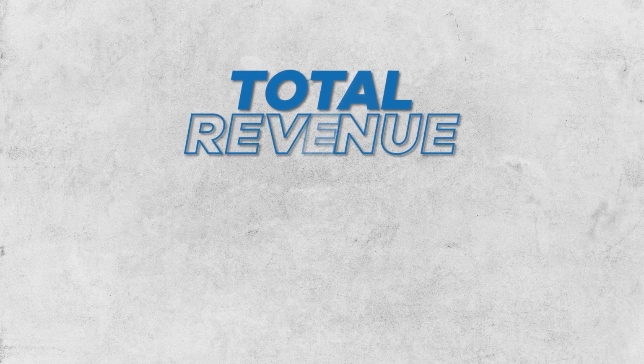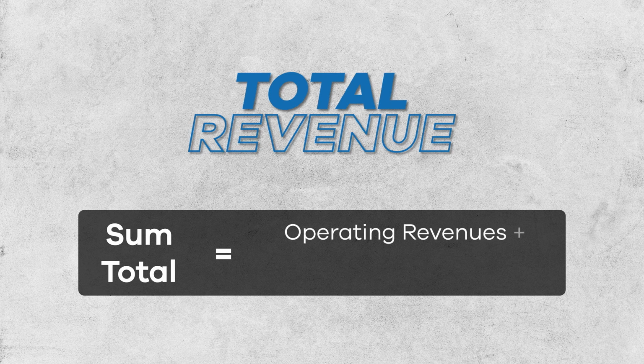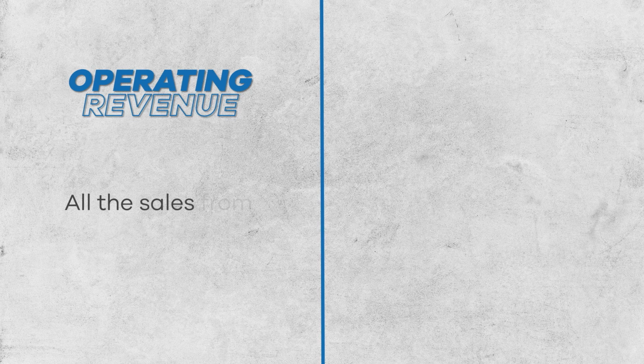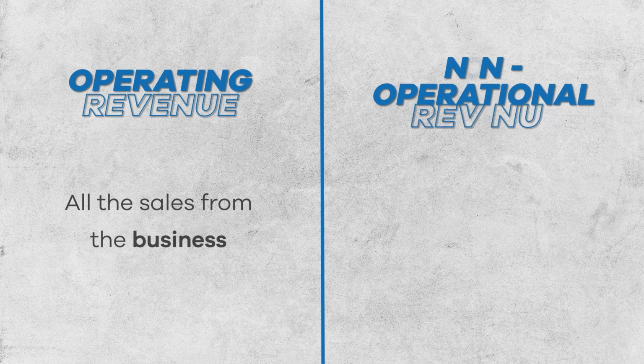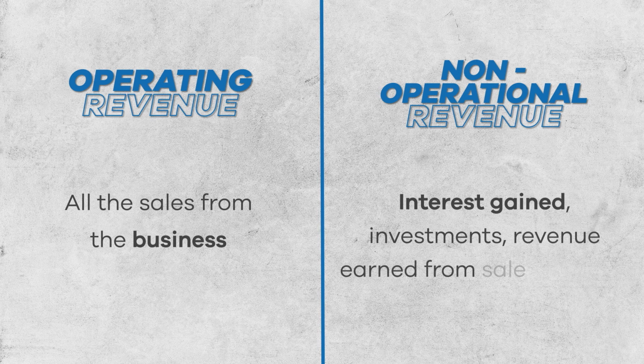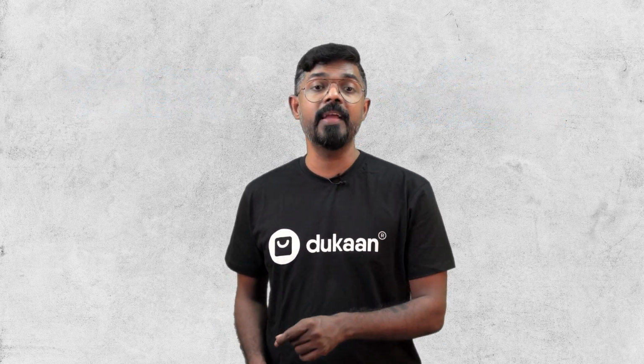The first is total revenue, which is the sum total of your operating revenues and non-operating revenues. Stay with me, let me explain. These aren't just fancy terms. Your operating revenue is basically all the sales from your business, and your non-operational revenue can be interest gained on investments or any other revenue earned from sale of assets. For a small business, non-operating revenues are generally zero, so don't get scared if you can't find them for your business.